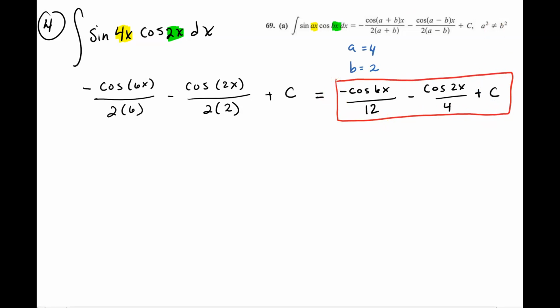So again, we're using a table of integrals to make our life and our job in calculus a lot easier. So find yourself a table of integrals online somewhere and get to integrating.